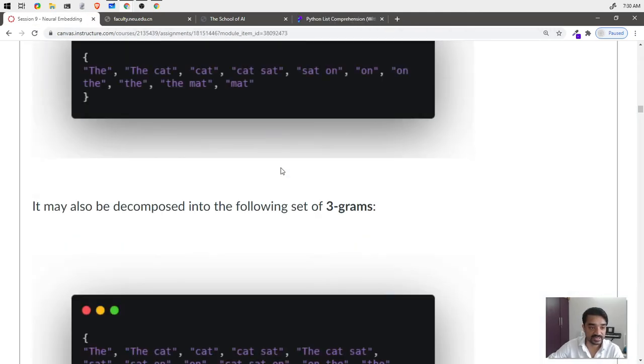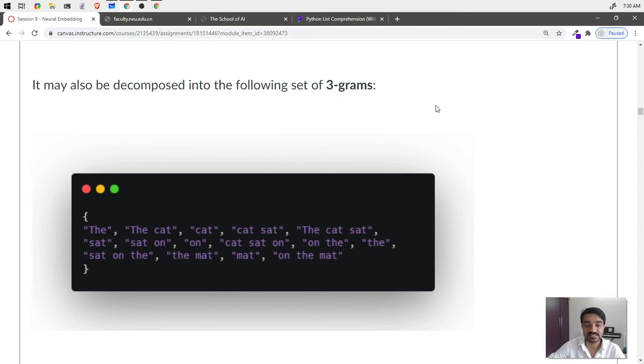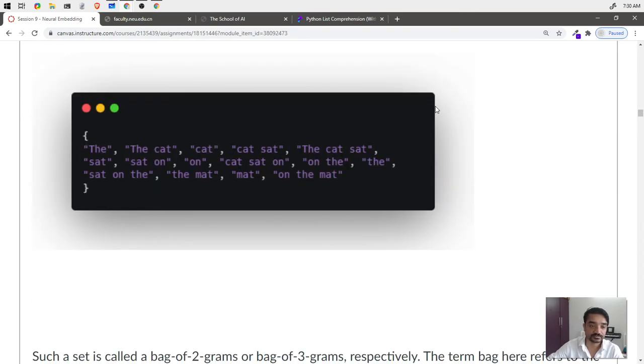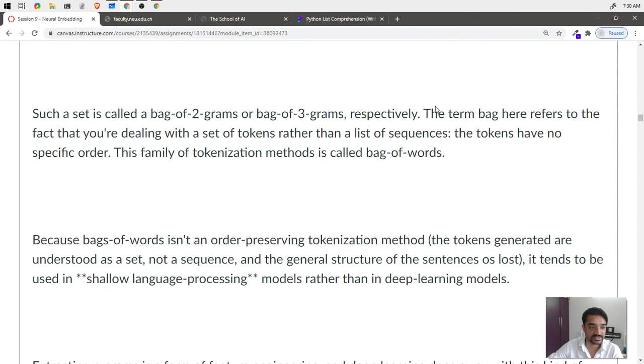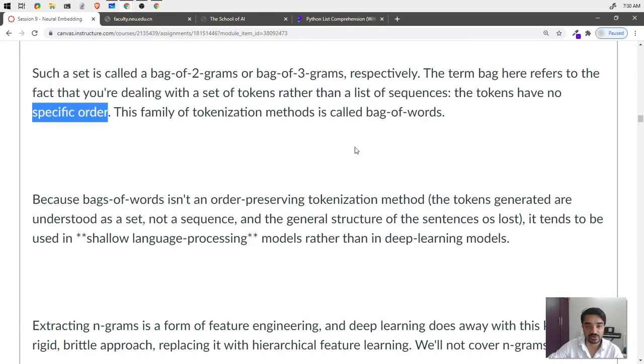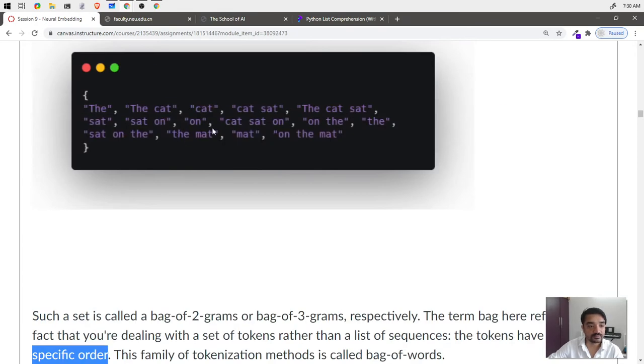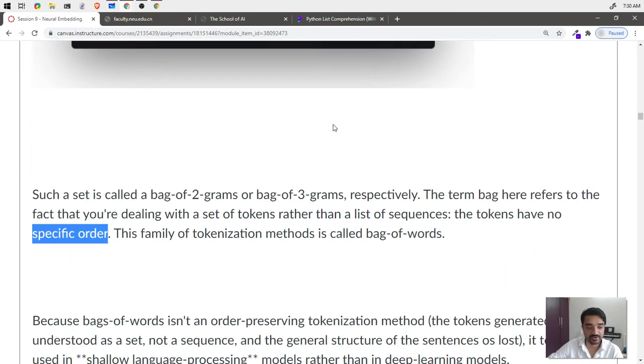Now this is why n-grams are still not obsolete, but there are far better methods than using just n-grams. Such a set is called a bag of 2 grams or 3 grams respectively. The term bag here refers to the fact that you're dealing with a set of tokens rather than a list of sequences. Tokens have no specific order. The family of tokenization methods is called a bag of words, right? This is the bag of words system. Now there's no specific order. We are not expecting it to predict in any specific order.